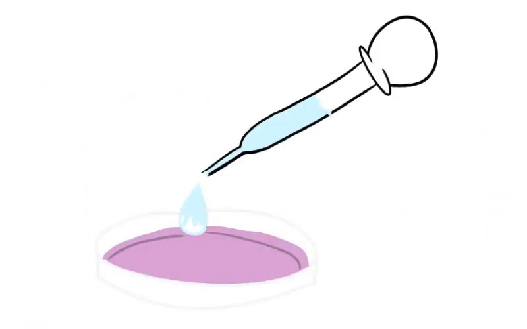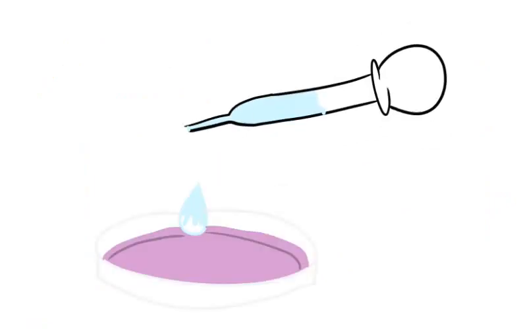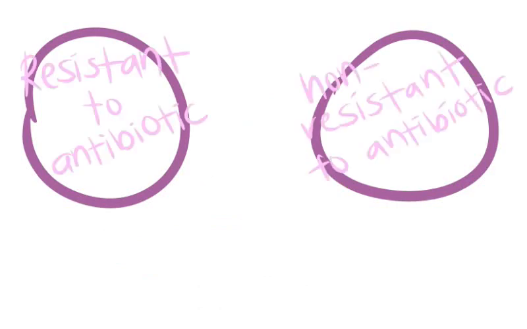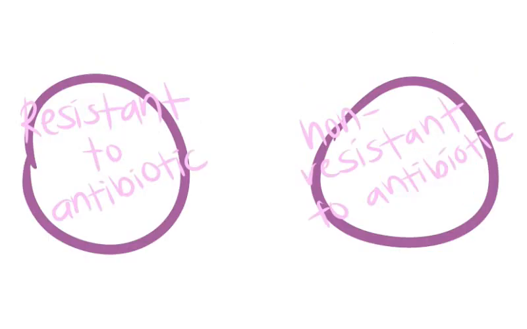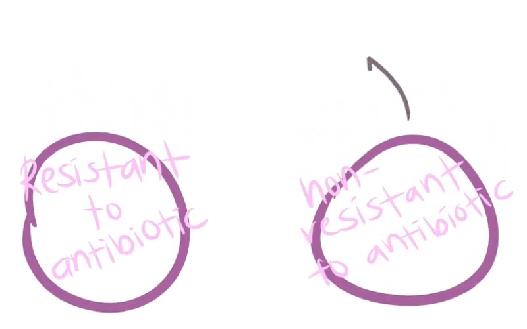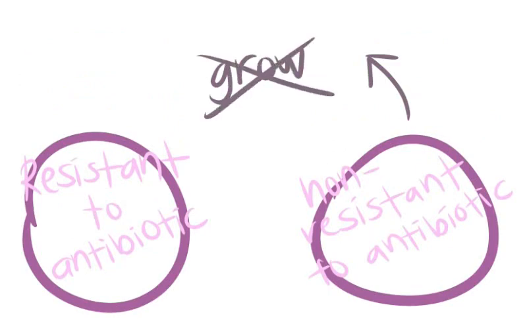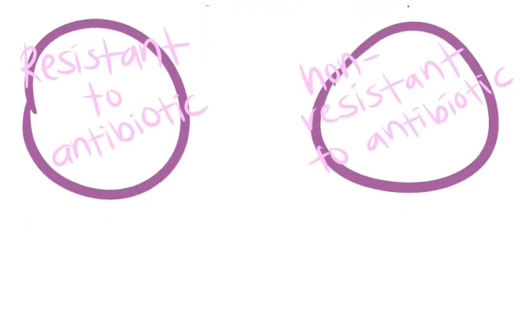First, plate the bacteria in agar containing antibiotic, ampicillin, and agar. There are two possibilities. The first one is non-resistant to the antibiotic ampicillin and the other is resistant to the antibiotic ampicillin. For the non-resistant bacteria, they will not grow. For the resistant bacteria, they reproduce and form colonies.